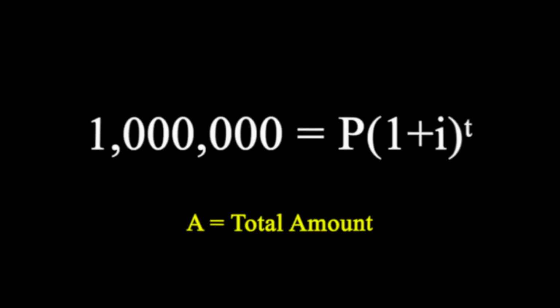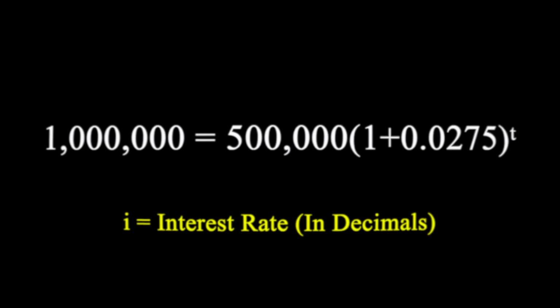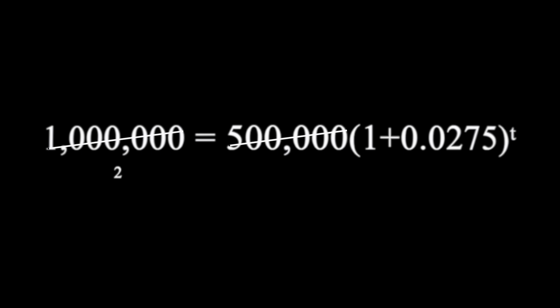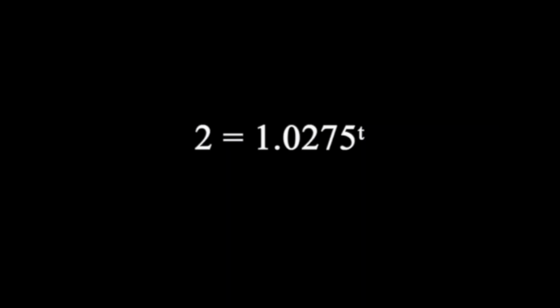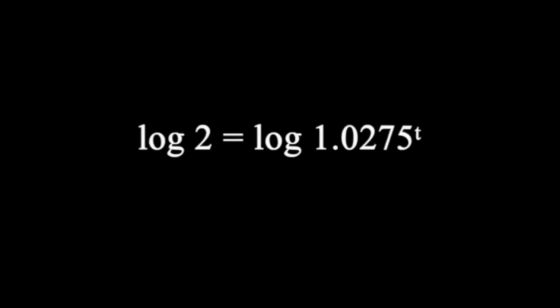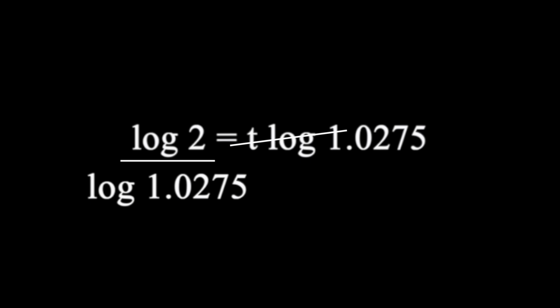Now, to solve this problem, we can simply use the formula earlier and substitute A with the amount of money we want to receive, which is 1 million, P with the principal amount, which is 500,000, I with the interest rate, which when converted into decimal form will be 0.0275. We can then divide both sides by 500,000 to simplify the equation and do the simple addition, which would leave us with this. Now we can add log to both sides, and because t is an exponent, we can then use this rule and move t out of the log. Divide both sides by log 1.0275 and we'll finally find out what t is. We can use a calculator to calculate this, which would give us approximately 26 as a result, which means that it will take about 26 months or 2 years and 2 months to get 1 million.